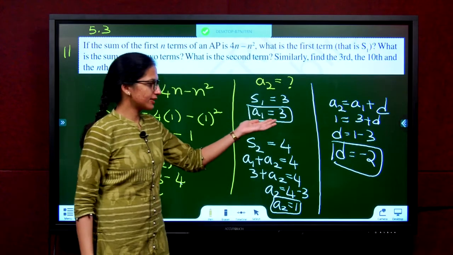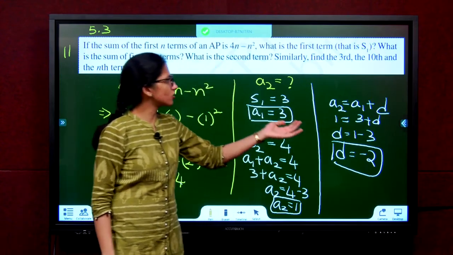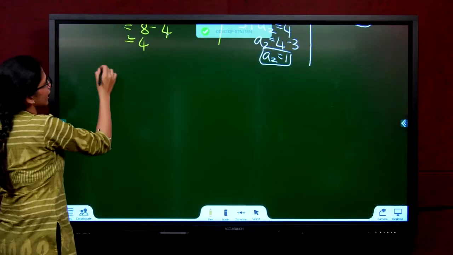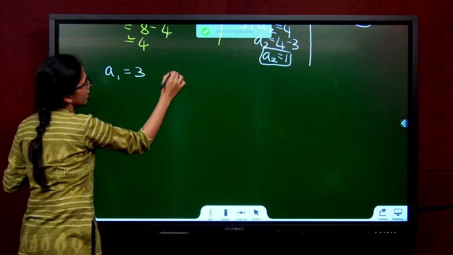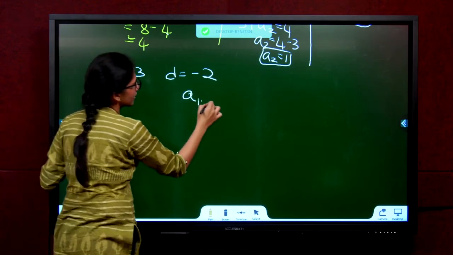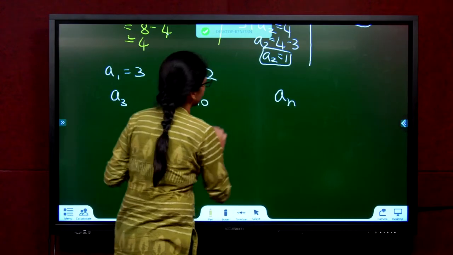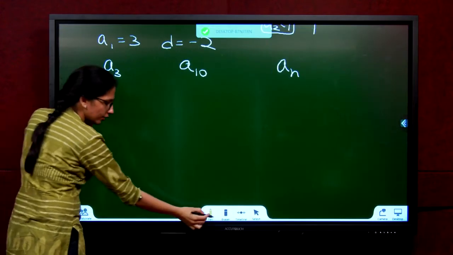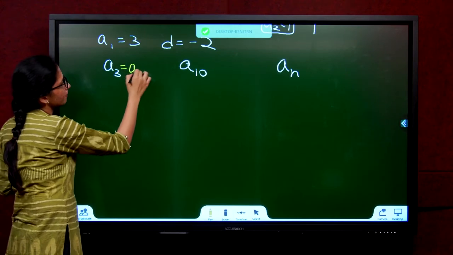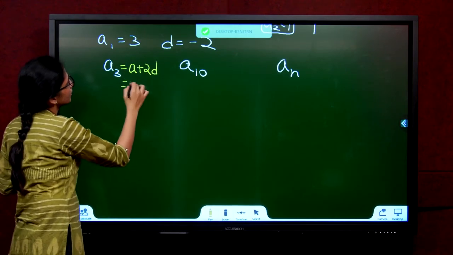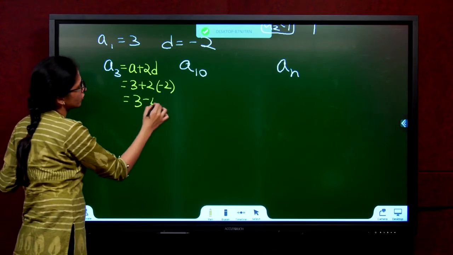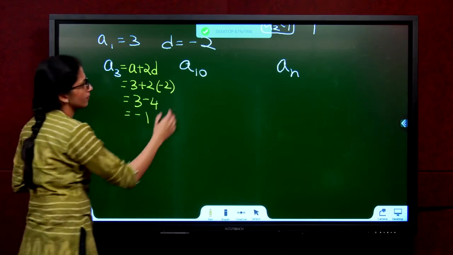I have A1 is 3, I have D is minus 2. I have to find the third, 10th and nth term. So now this is easy. All of you know how to do it. A3 is A plus 2D. 3 plus 2 into minus 2. 3 minus 4, minus 1.